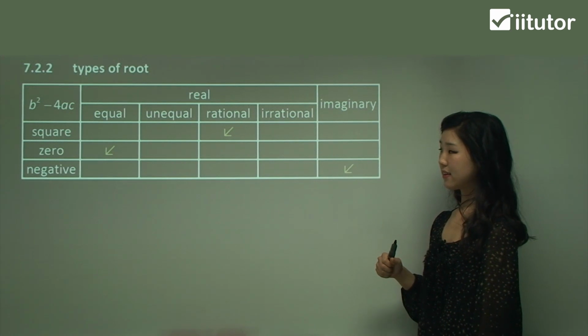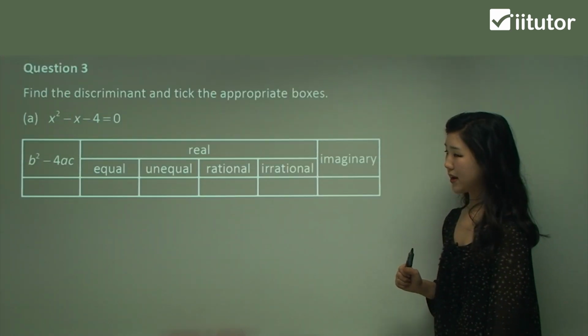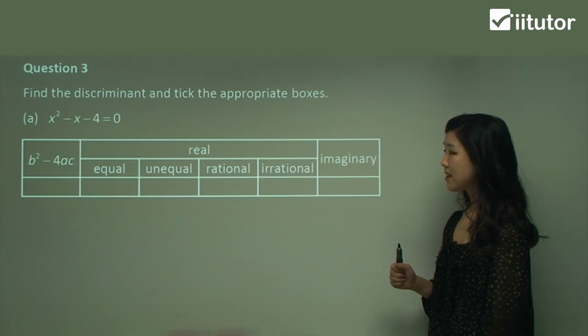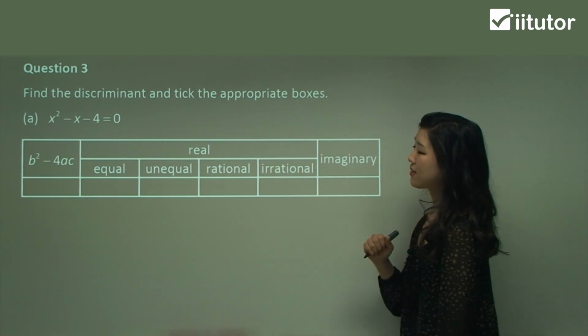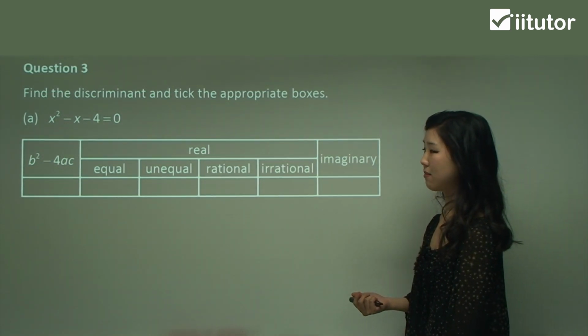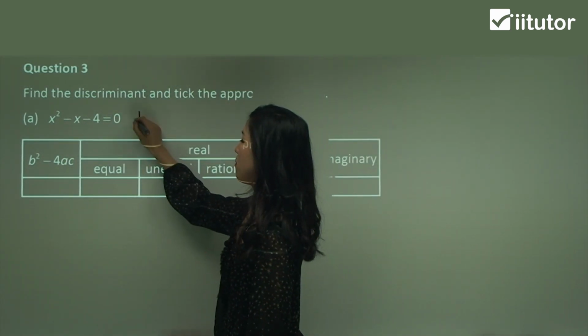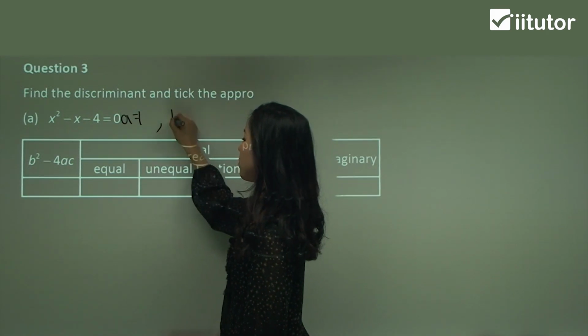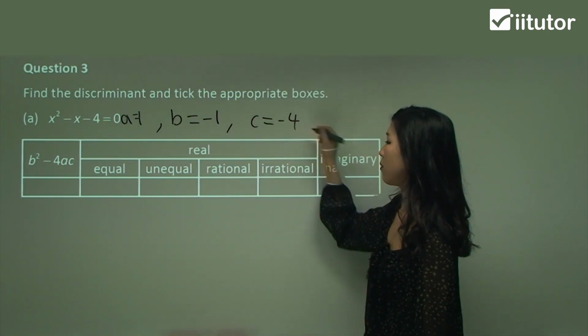Okay, so let's have a look at the other questions. Starting with question 3, find the discriminant and tick the appropriate boxes. Okay, well it's telling us to tick the appropriate boxes first by finding our discriminant b squared minus 4ac. Well here, a is 1, b is -1, c is -4, isn't it?